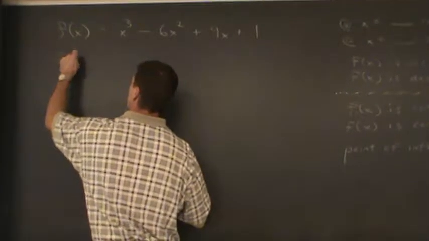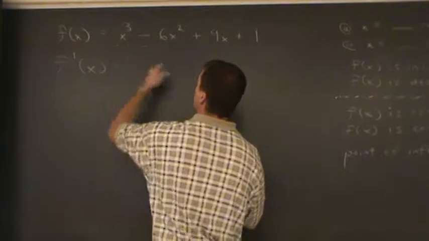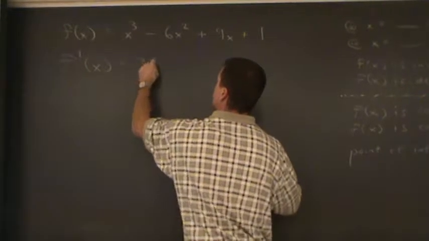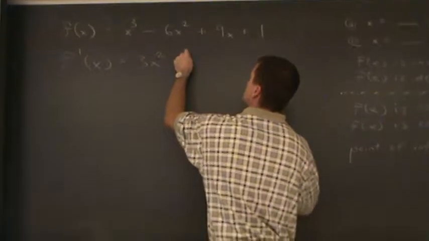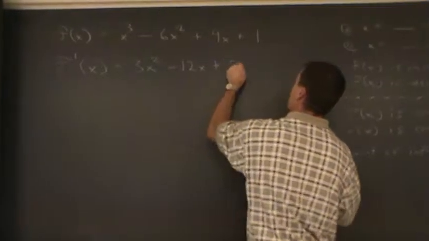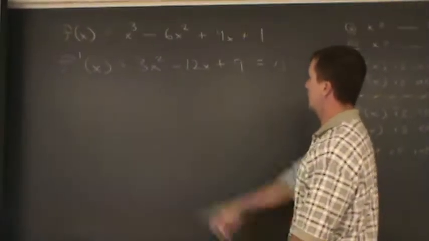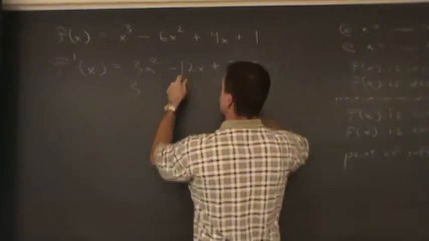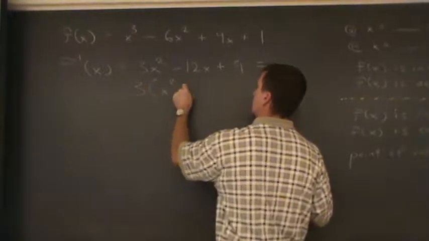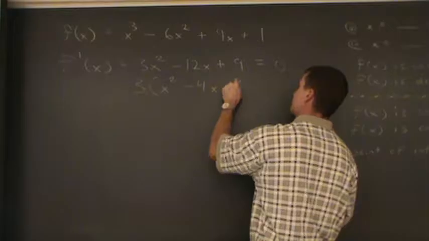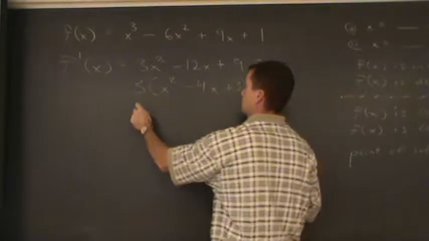We find the critical values. We set the first derivative equal to 0. I get 3x squared minus 12x plus 9. And I can factor this, factor a 3 out of this expression here. I'm left with x squared minus 4x plus 3. Got a trinomial here, I'm going to factor that.